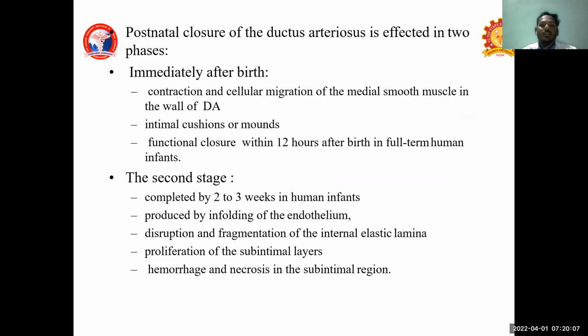Postnatal closure of the ductus arteriosus is effected in two phases. Immediately after birth, there is contraction and cellular migration of the medial smooth muscle in the wall of the ductus arteriosus. Intimal cushions or mounds functionally close it within 12 hours after birth in the full-term human infant. The second stage completes by 2 to 3 weeks in the human infant, produced by infolding of the endothelium and disruption and fragmentation of the internal elastic lamina, with hemorrhage and necrosis in the subintimal region.